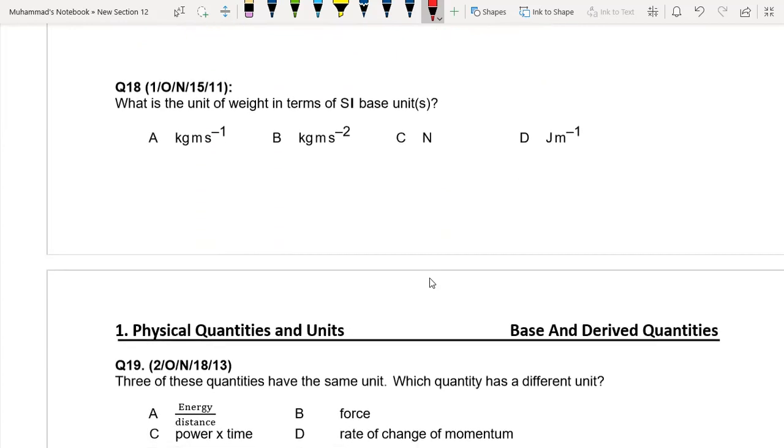What is the unit of weight in terms of SI base units? You know that weight is force due to gravity, and you know that the unit of force is mass times acceleration. We have done that. So that is kg m s^-2. So B is the right answer. And the unit of weight is also Newton, but we have to work for base units. So don't pick this C.